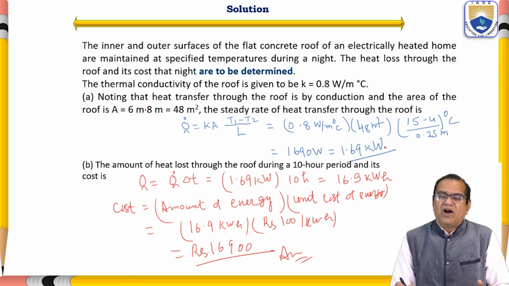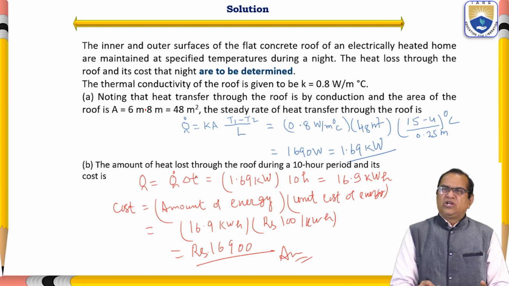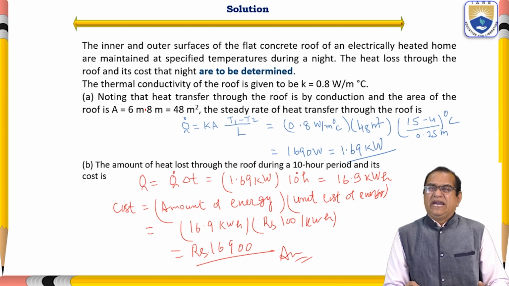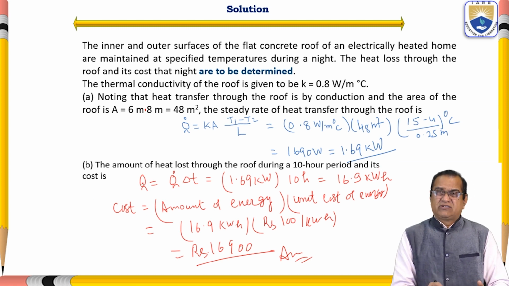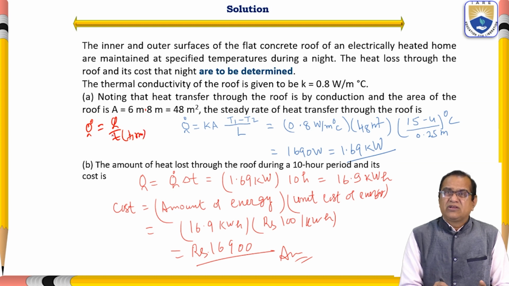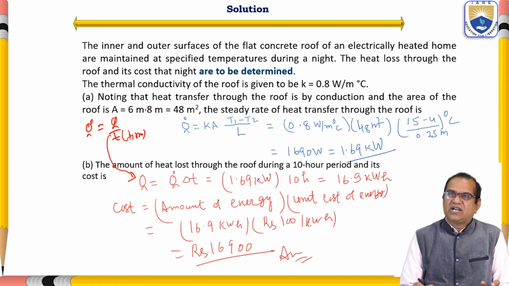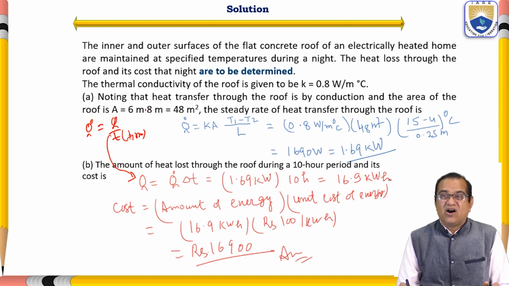Now we have to find the cost of this. The amount of heat lost through the roof during a 10-hour period and its cost: you know that Q dot is equal to Q by t, so Q is equal to Q dot into delta t. Q dot we got as 1.69 kilowatt, into 10 hours. So we get 16.9 kilowatt hour.